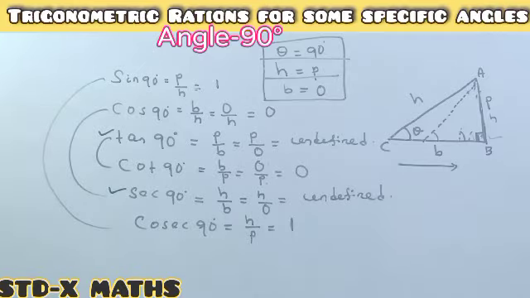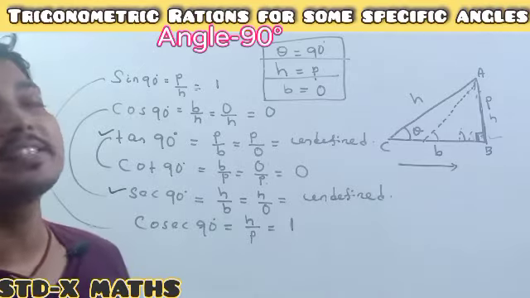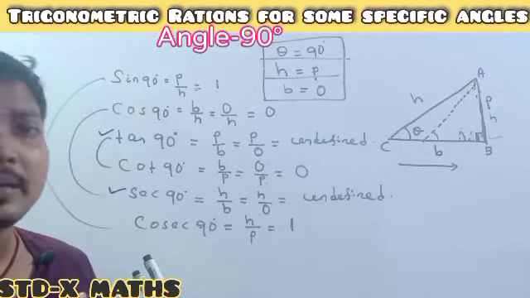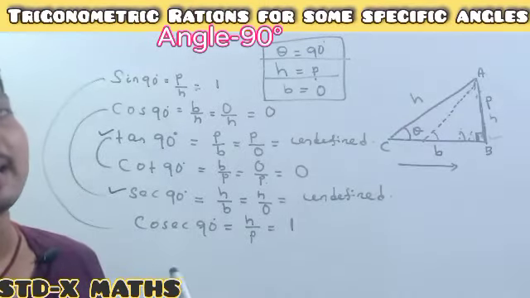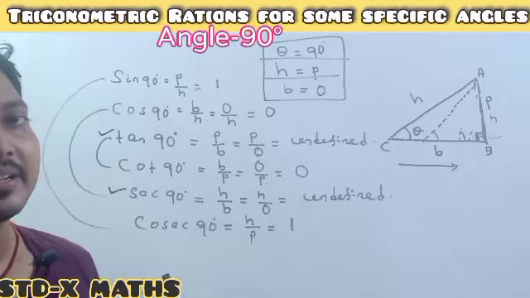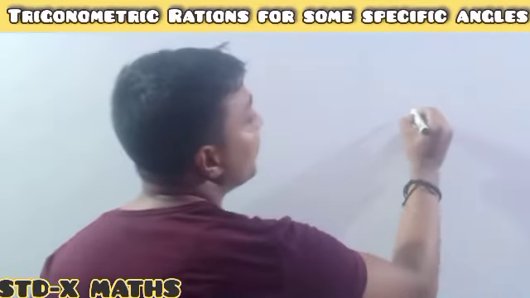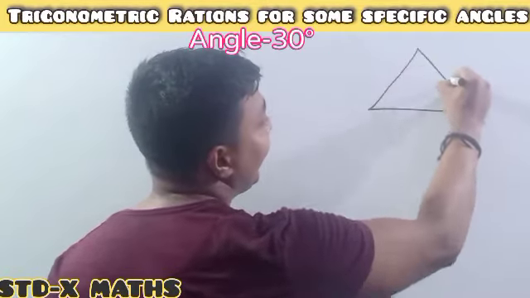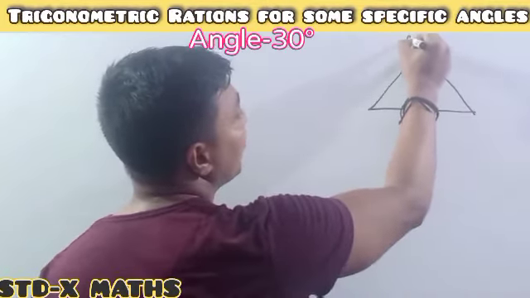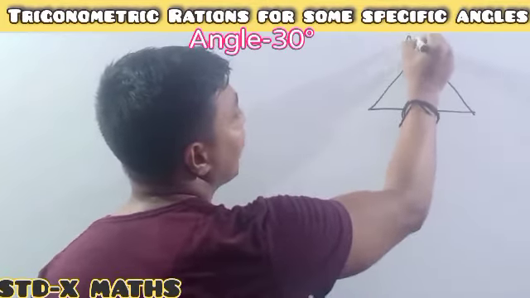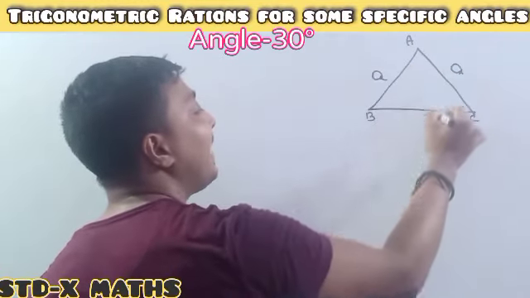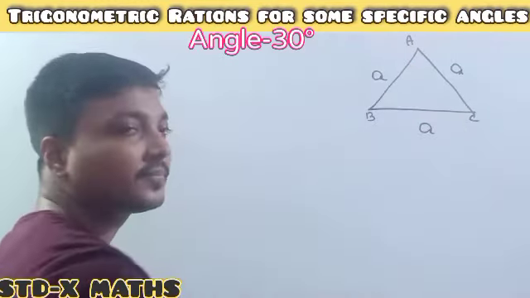Perfectly good. Now we will discuss the derivation of the 6 trigonometric ratios whenever the angle is 30 degrees and whenever the angle is 60 degrees. Okay? See carefully. Here I am drawing a figure of an equilateral triangle. Suppose the triangle is named A, this one is B, and this one is C. This is an equilateral triangle with each side A.